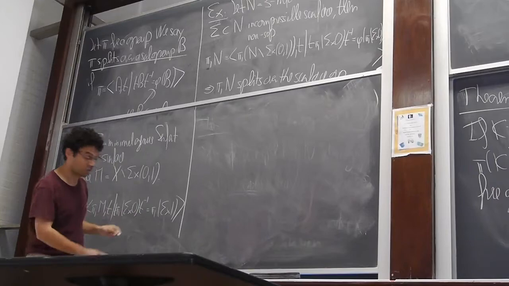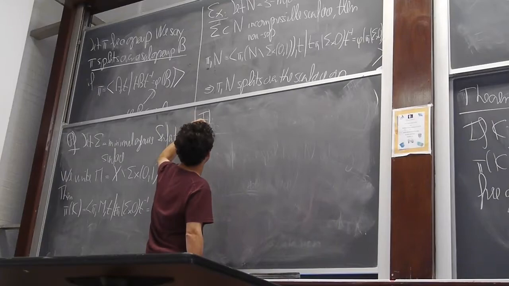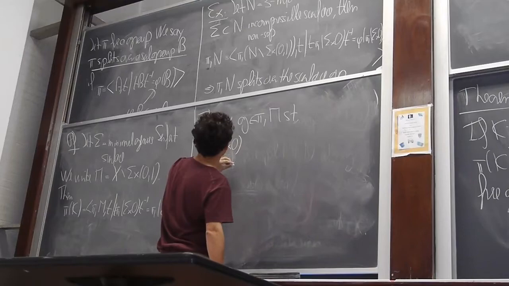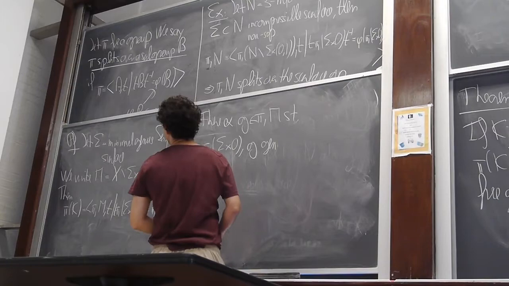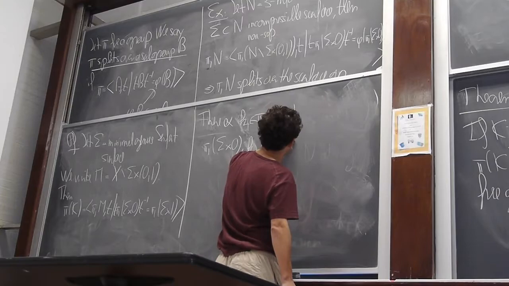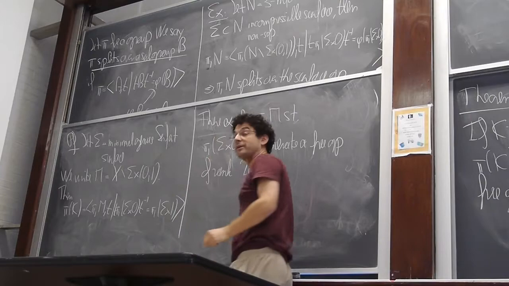And now we want to modify this HNN extension. So what one needs is there exists some g in pi_1 of M such that pi_1 of sigma times 0 and g together generate a free group of rank 2g plus 1. So that's a claim, a statement, a proposition.